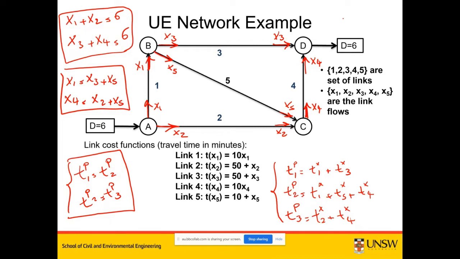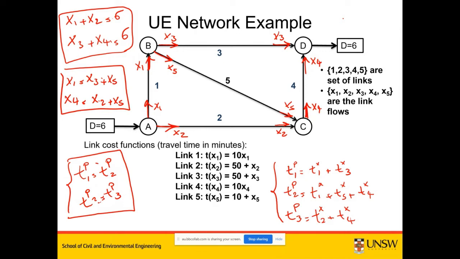So how many unknowns do I have in this problem? I have 5 link volumes that are unknown. So I have 5 unknowns, and I already have 6 equations, right? 1, 2, 3, 4, 5, 6. And 6 equations, 5 unknowns.